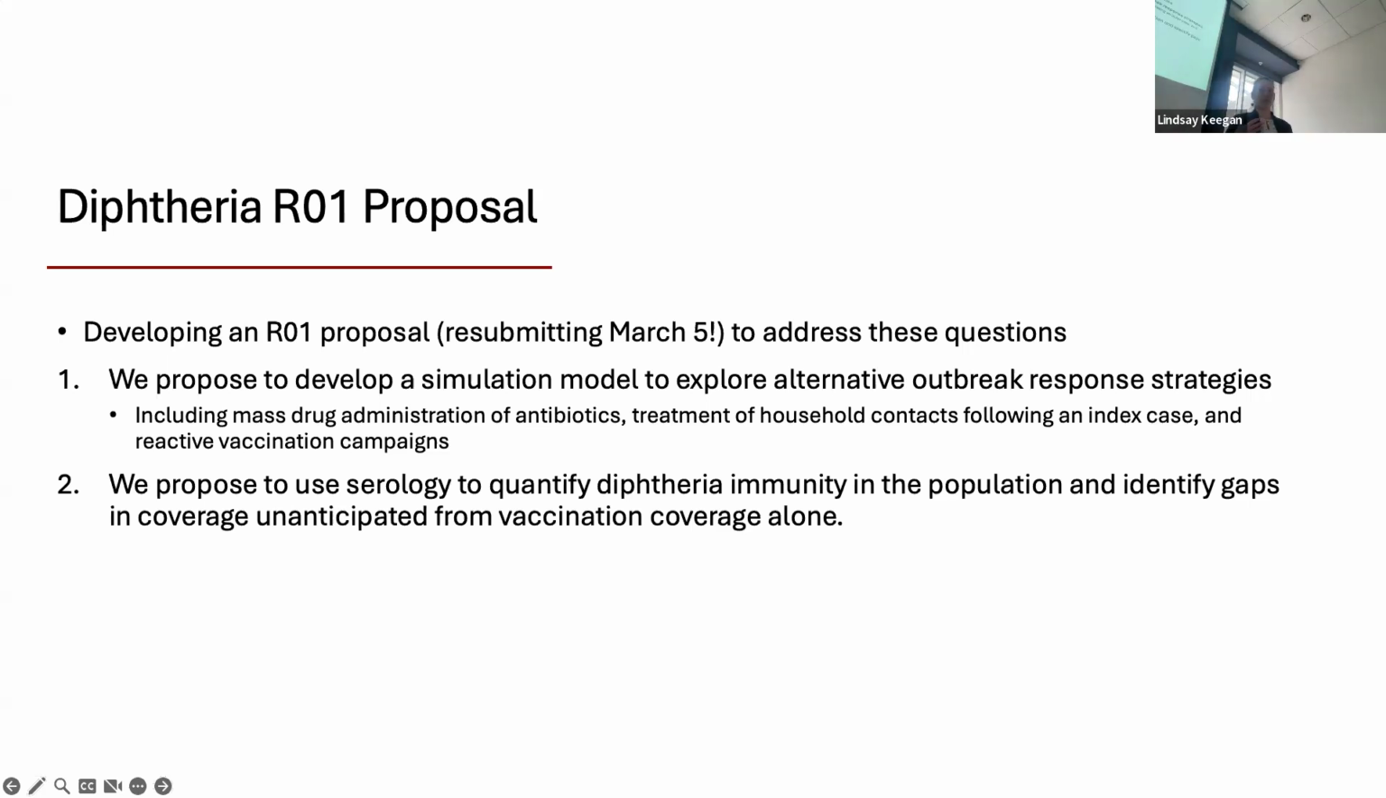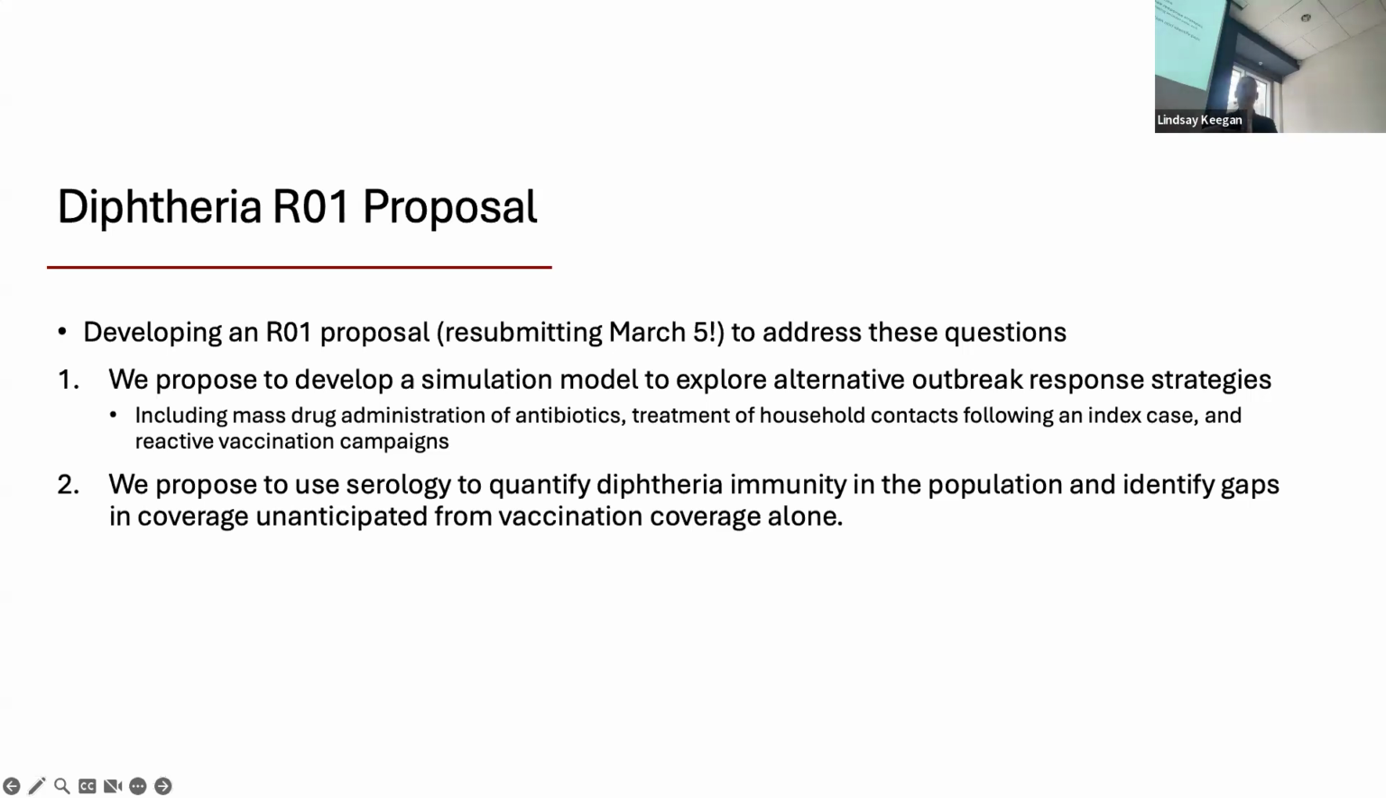So the way that we're going to look at that is proposing to use serology to quantify diphtheria immunity in the population. So we know what the vaccination rates are. We have vaccination coverage data, and we're seeing outbreaks in places with supposedly high vaccination coverage. Not high enough to prevent all transmission, but higher than you would expect. And so we're going to look at this to identify gaps in coverage that may have occurred because of heterogeneity in vaccination coverage.